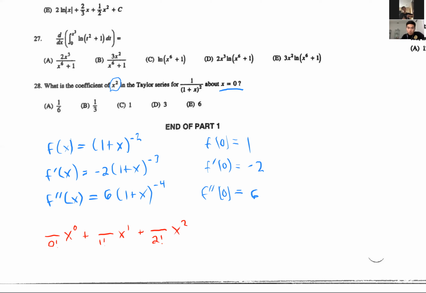So that's the term that I care about. So the numbers that are going to go here, I'll just put the 1, then the -2, and the 6. So this would be my coefficient of x squared. So I did more work than I needed to. I really just had to focus on that one term. So 6 over 2 factorial is the same as 6 divided by 2, which equals 3. So that would be the coefficient of x squared.